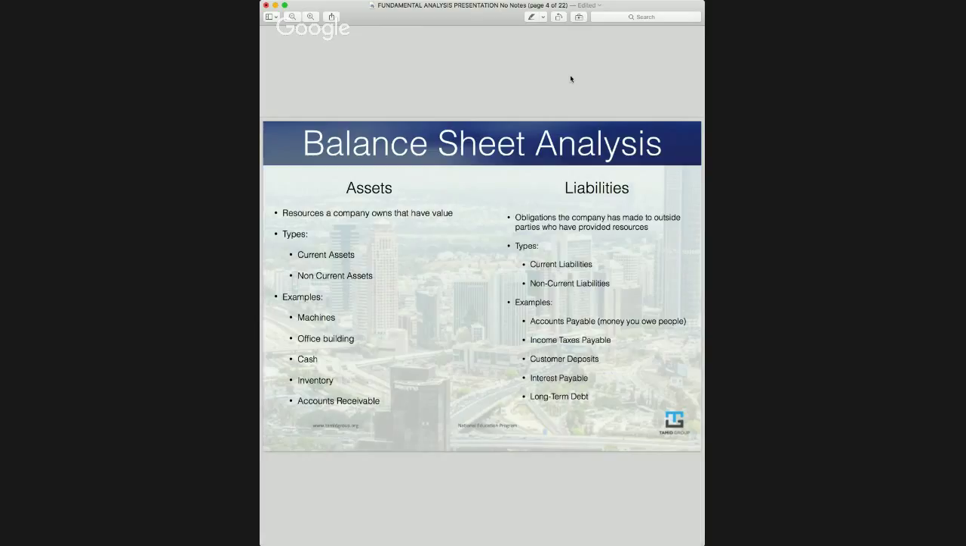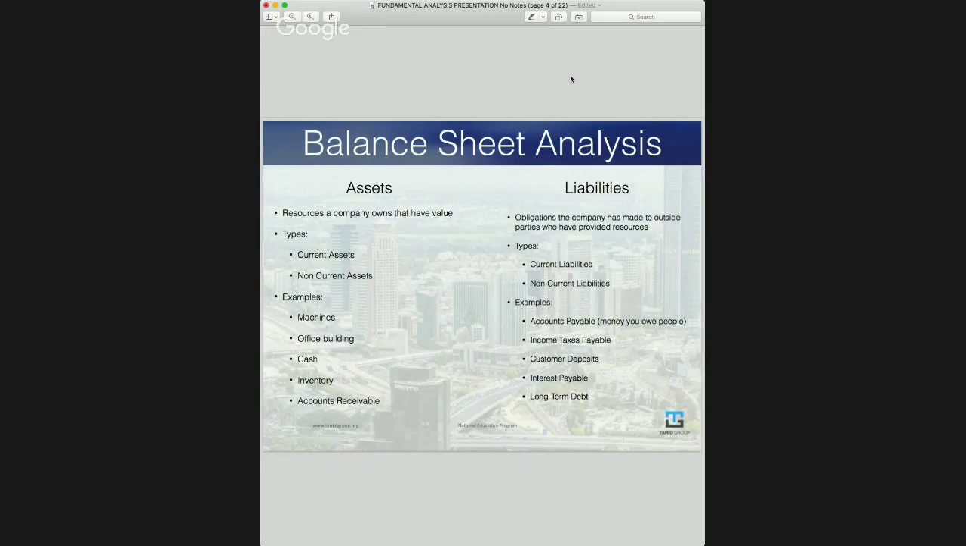So that would be like a long-term 30-year mortgage, or a loan I'm paying back over 5 years, or money I don't have to pay back for 2 years. Anything that's over an extremely long period of time is going to be a non-current liability. An account payable, or something I have to pay back in 90 days or 60 days, that would be a current liability.